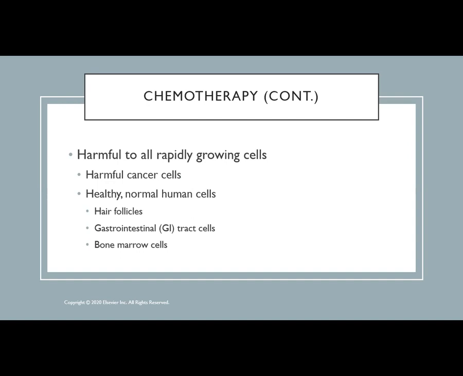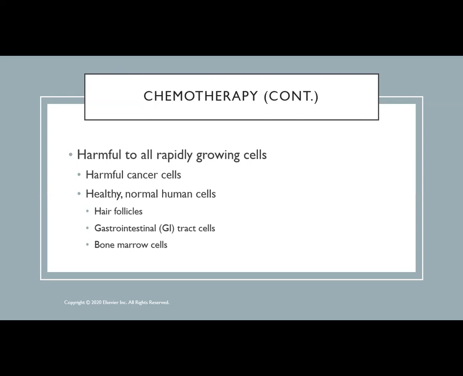If I'm not growing hair follicles as quickly, that's where I get alopecia, so I get hair loss. Gastrointestinal cells, that's where I get nausea, vomiting, and GI upset, because once again, I'm not having as many cells within the GI. Bone marrow cells, that's where I get myelosuppression, so I'm getting bone marrow suppression, bone marrow depression.